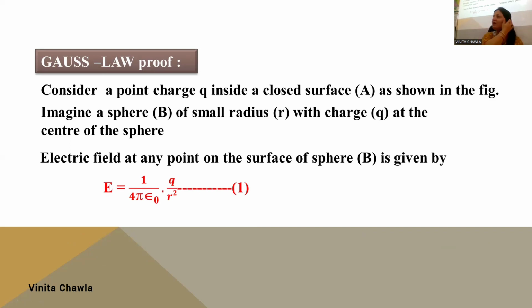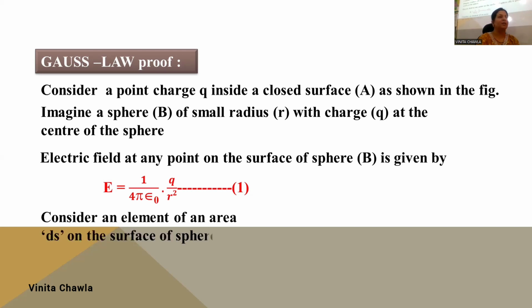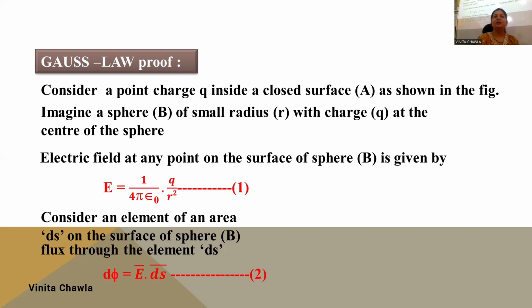Then we can write electric field intensity at any point at a distance r from the charge as kq by r square. This we had covered. After that, we consider an area element ds and then we write d phi as vector E dot ds.